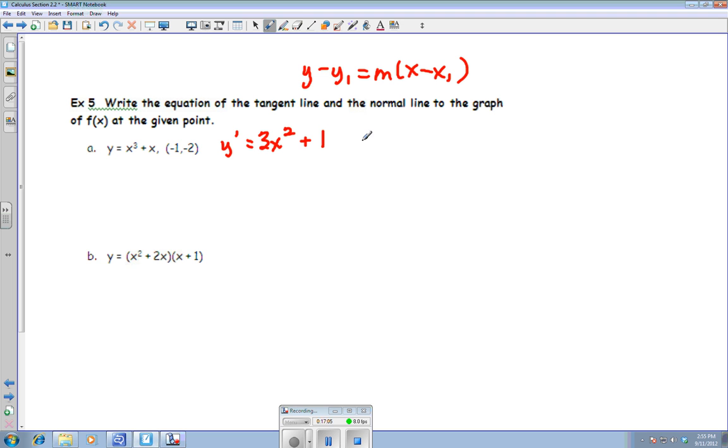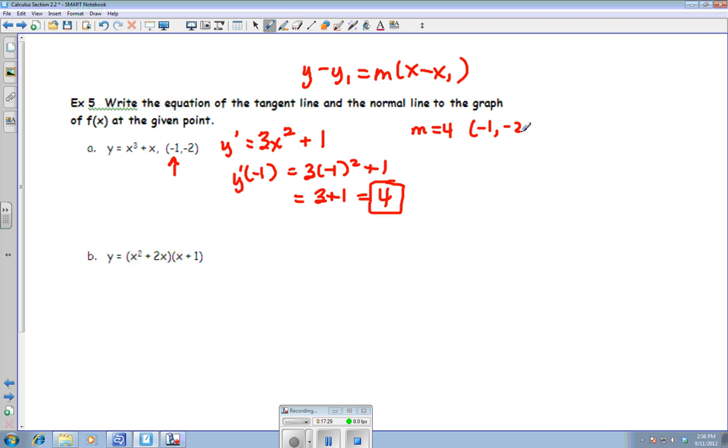To find the actual slope, I'm going to take this x value and plug it in. So when I take that x value and plug it in, 3 times negative 1 squared plus 1, my slope is 4. So I know my slope is 4. I know my point is (-1, -2).